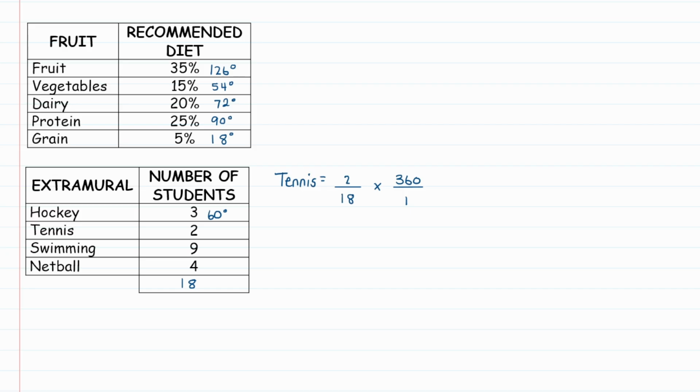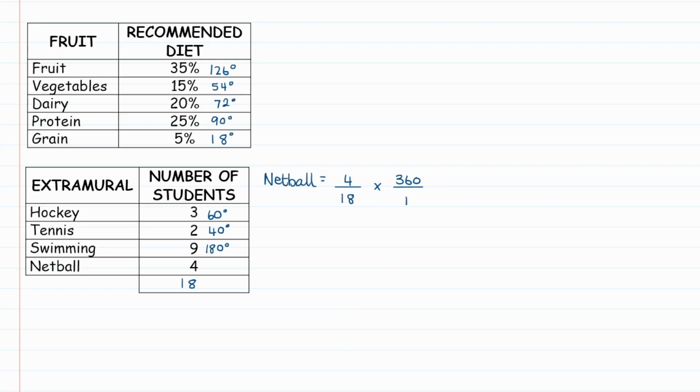For tennis, 2 out of the 18 students chose this as a sport, so multiply by 360 over 1. This gives me 2 over 1 times 20 over 1 after cross-cancelling. This simplifies down to 2 times 20, which gives me 40 degrees. To calculate swimming, I'm going to say 9 over 18 times 360 over 1. After cross-cancelling, I get 9 over 1 times 20 over 1, which is the same as saying 9 times 20, which gives me 180 degrees.